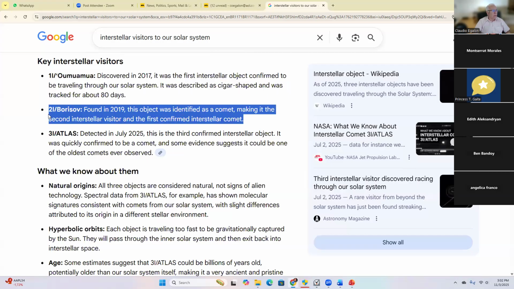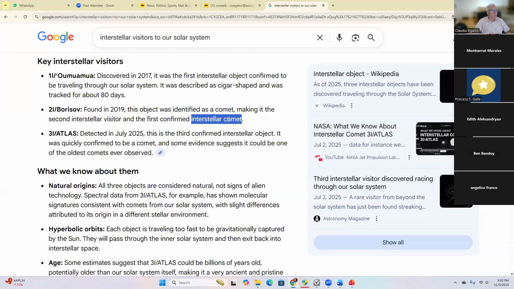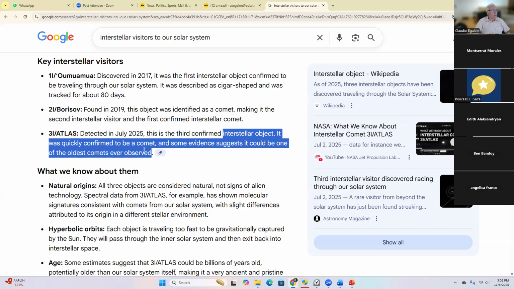Borisov, the 2I Borisov again, second interstellar object visiting the solar system, found in 2019. This object was identified as a comet, making it the second and the first confirmed interstellar comet. And then the Atlas is the third confirmed interstellar object. It was quickly confirmed to be a comet. And some evidence suggests it could be one of the oldest comets ever observed.